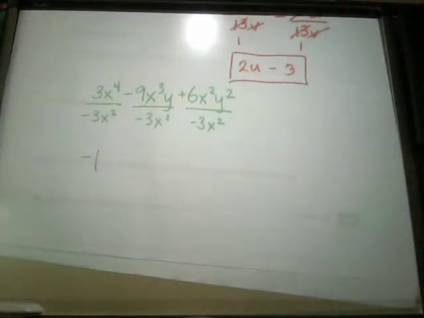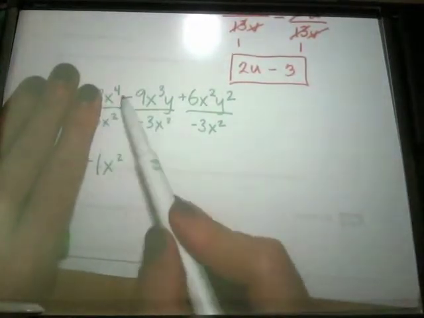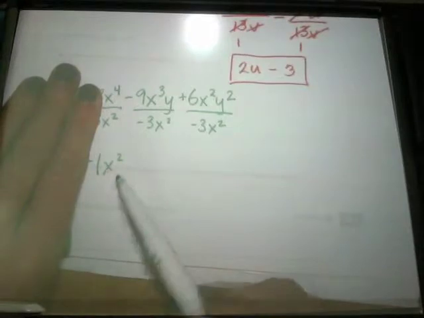Anybody? Pammy? Okay, good. X squared. Because you can either think of it as the exponent rule says when you divide the same base, you subtract the exponents. 4 minus 2 is 2.